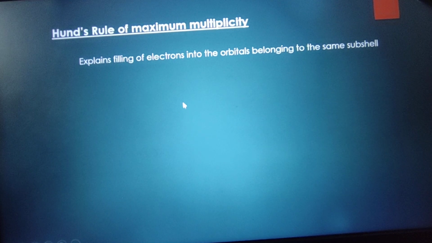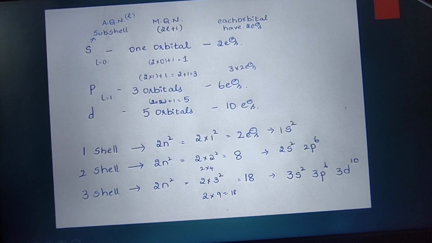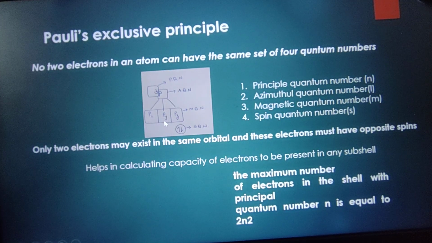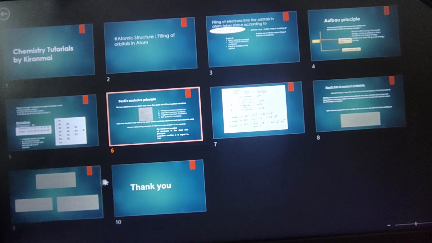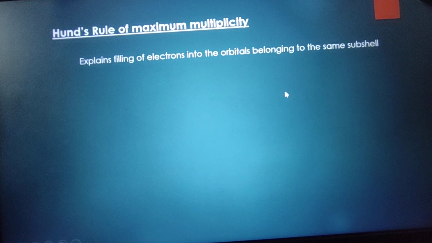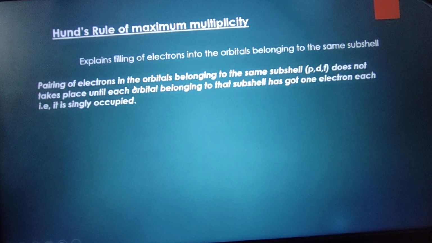Means, suppose we have p subshell. P subshell will have 3 orbitals: px, py, pz. So p subshell will have three suborbitals: px, py and pz. In these suborbitals, how are electrons going to be filled? This one we are going to discuss in Hund's rule.